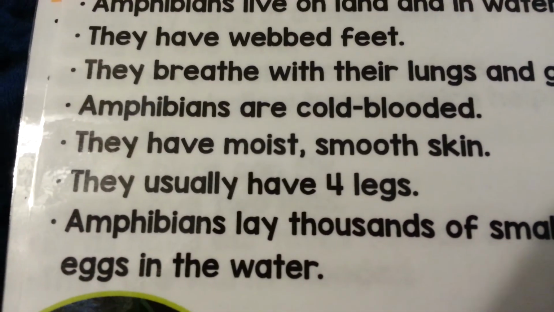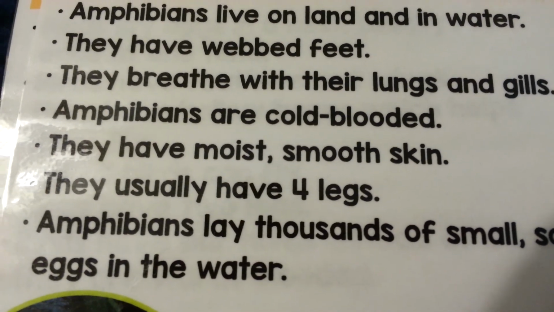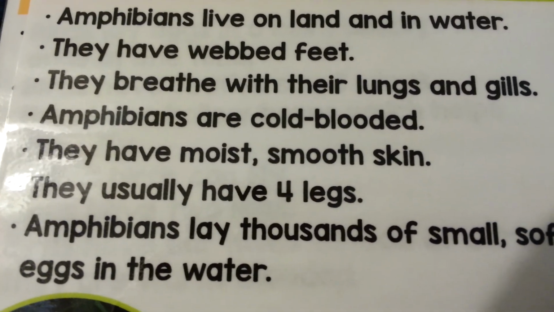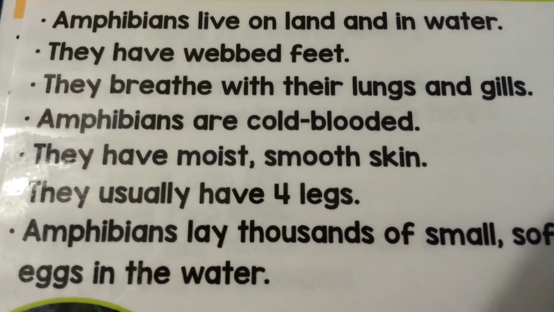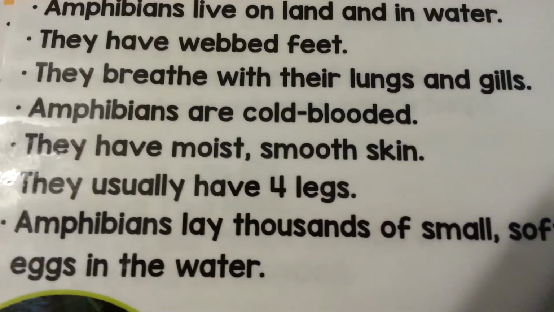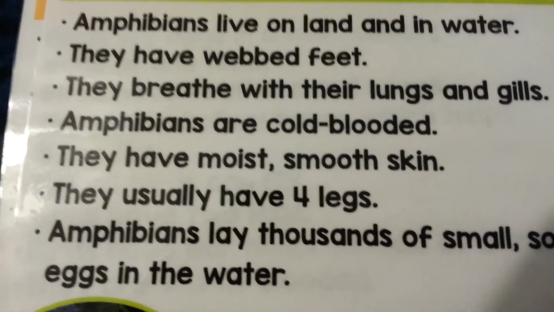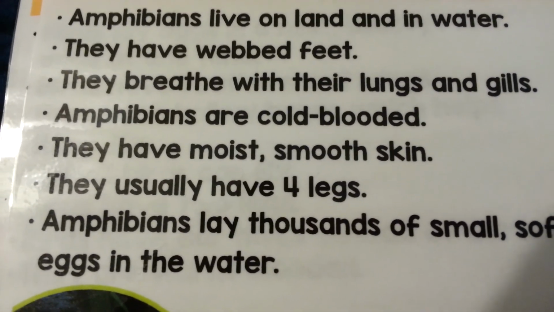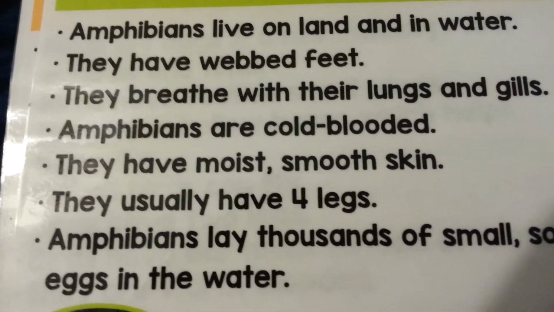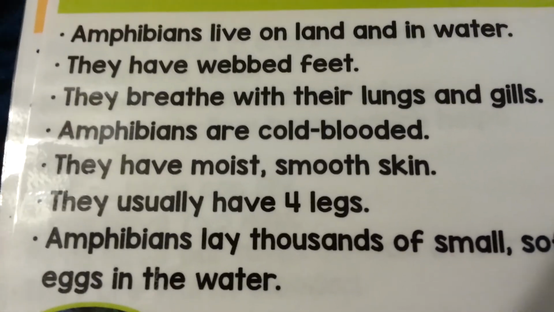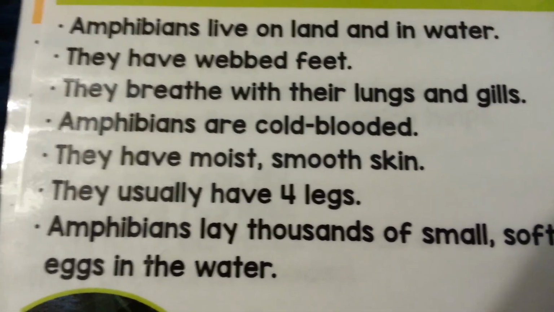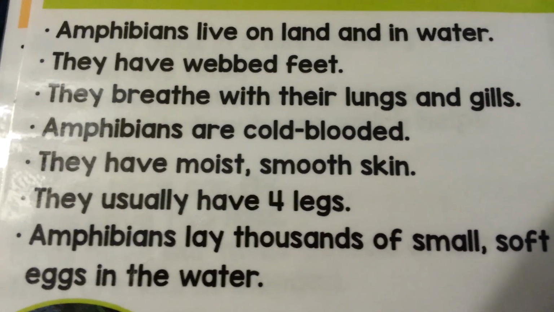Amphibians are cold-blooded. We'll find that reptiles also are cold-blooded. They breathe with their lungs and gills, depending on what stage of life they're in. As young animals, they have gills. They have moist, smooth skin. Moist and smooth. This is something that really distinguishes them from reptiles. Reptiles have dry, scaly skin. They usually have 4 legs.